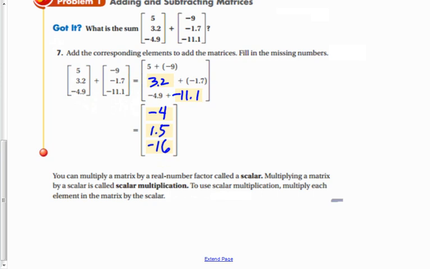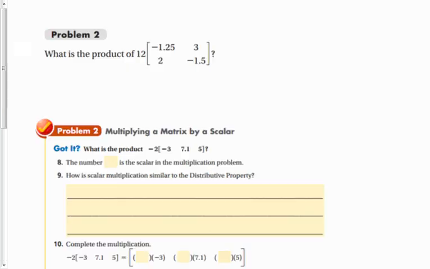All right, you can multiply a matrix by a real number factor, and that's called a scalar. So you're going to take one number and multiply by a whole matrix, so you're scaling up every element in the matrix. With matrices, you're not going to use a sign just like you would in algebra to represent multiplication.